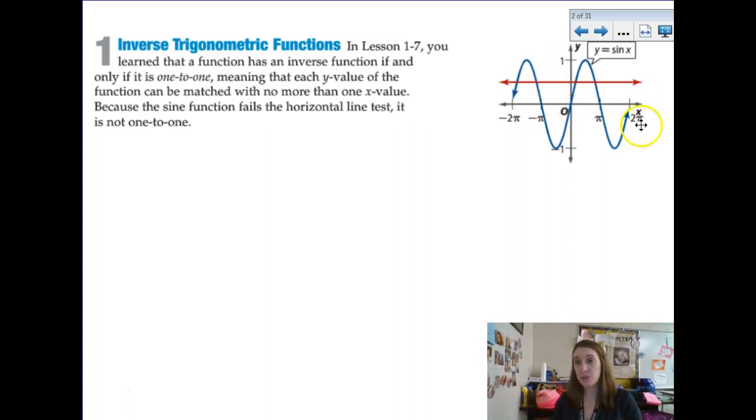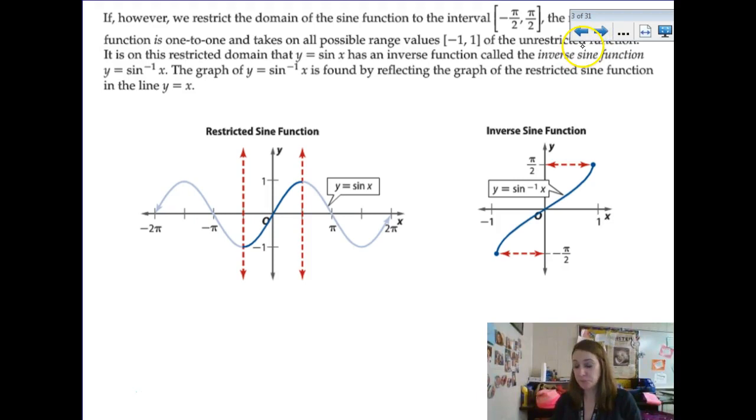However, if we were to restrict the domain and only look at part of the sine function, then we could interpret what we have there and find the inverse of just that portion. And we're going to see what we call the arcsine. So here they restrict the domain starting at negative pi over 2, and then they end it at positive pi over 2. And if we just look at that part of our sine function, that would be a one-to-one function. It would pass both the vertical and the horizontal line test.